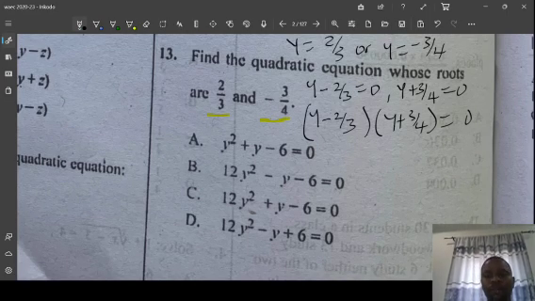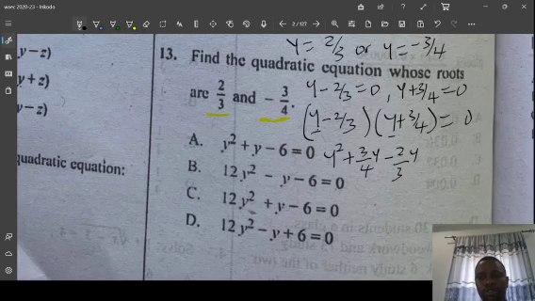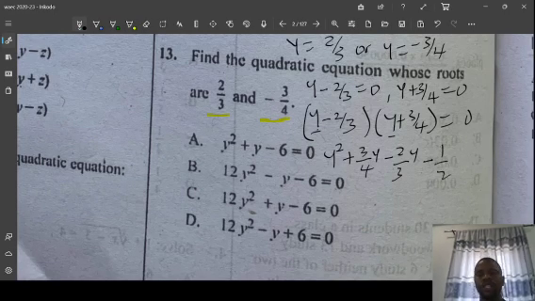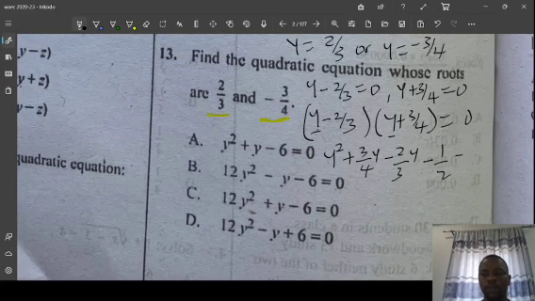And from here, I'm going to expand. So expanding, I have y times y, which will be y squared, and then y times 3 over 4, that will be plus 3 over 4y, and then minus 2 over 3 times y will be minus 2 over 3y, and then minus 2 over 3 times plus 3 over 4, that is going to give me minus 6 over 12, which is the same thing as minus 1 over 2. All right, is equal to 0.